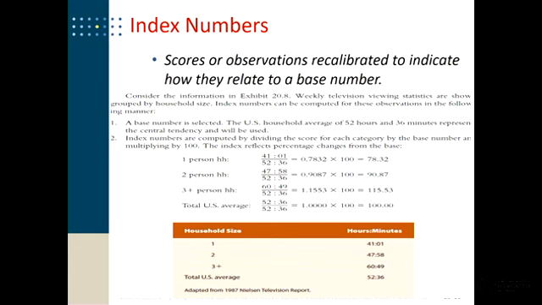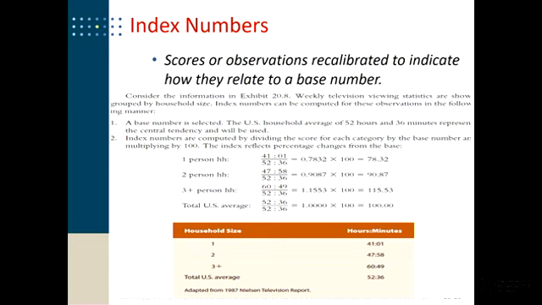We are dividing each of these numbers by the base number, that's 52 hours, 36 minutes. We are dividing each number by the base number, okay? And we are multiplying them by 100. Each observation is divided by the base number and multiplied by 100. So we get some new numbers.